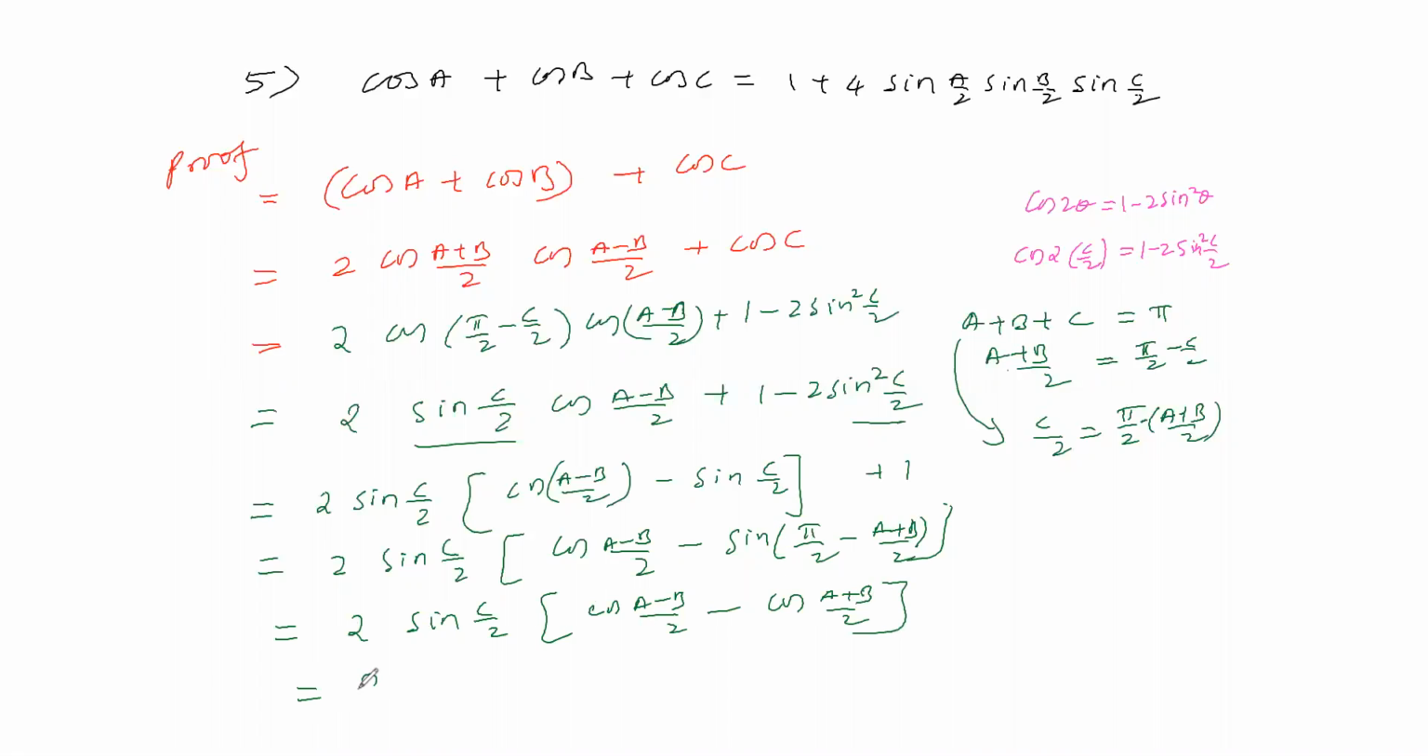Now see here, 2 sin C by 2, and the plus 1 term is there. Sin C by 2 times (cos A minus cos B). What is the formula for cos A minus cos B? The cos A minus cos B formula is 2 sin((A plus B) by 2) into sin((A minus B) by 2).